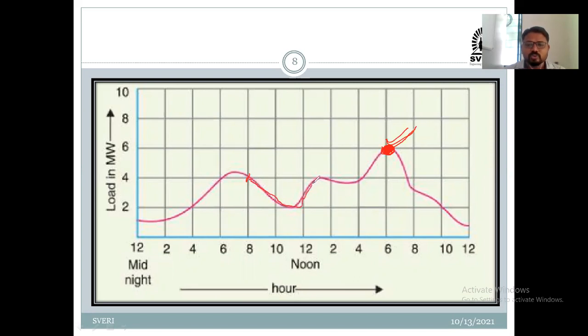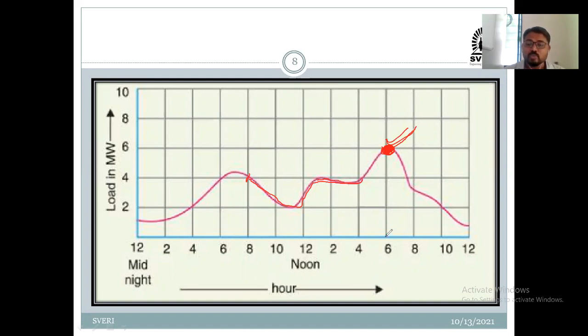Up to 2 p.m. or 4 p.m., what happens? Some persons are at home, they require some fans, or they are using televisions for entertainment. So at that time somewhat the load is increasing.